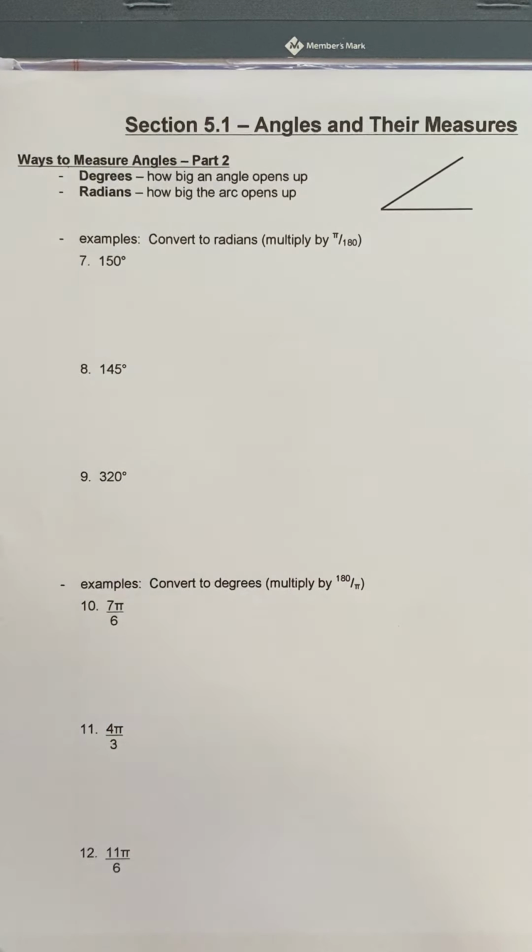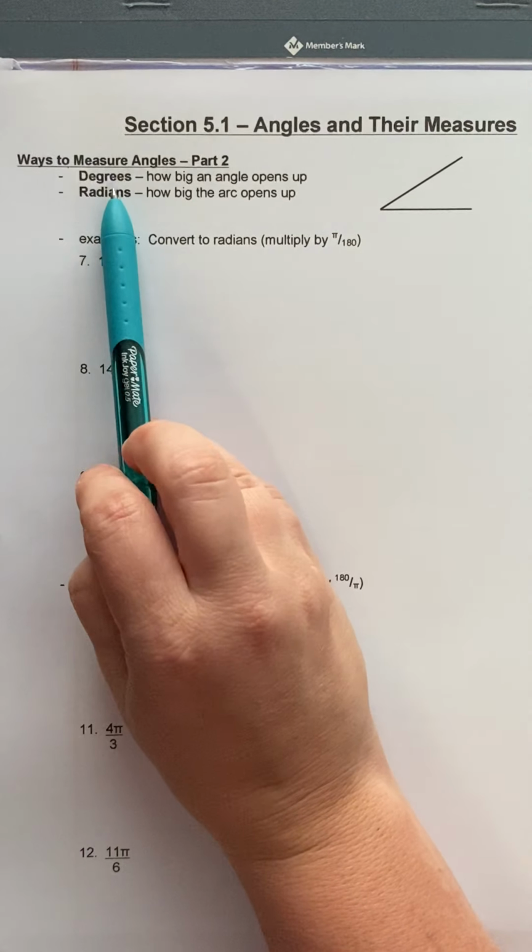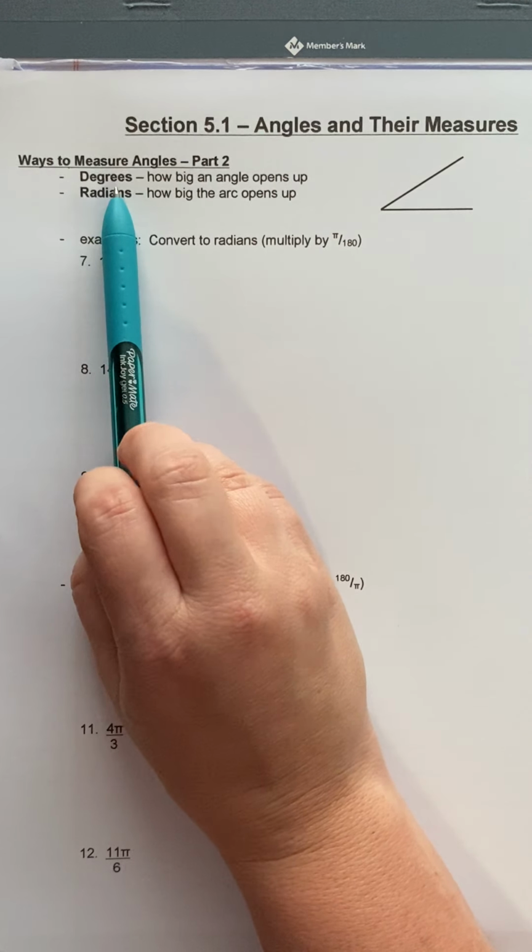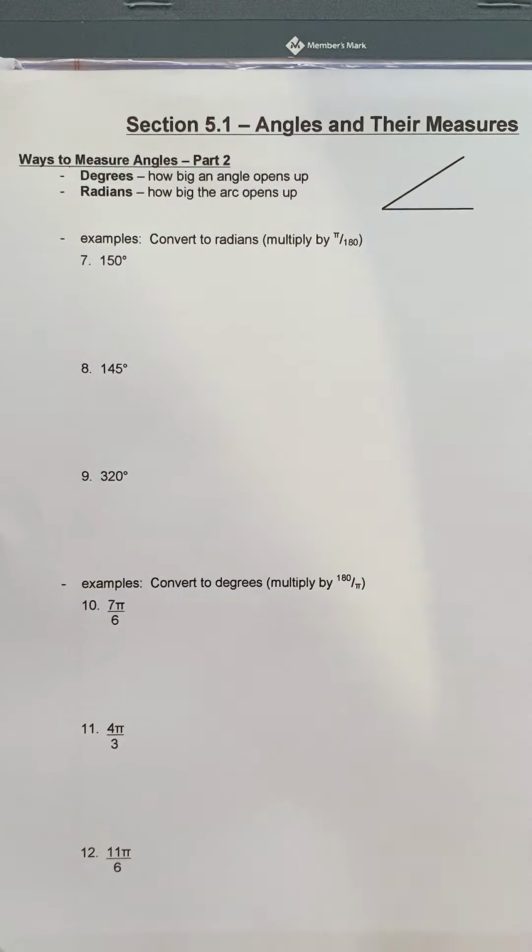Right, now we're going to start on section 5.1, but the second part of it. This is still angles and their measures, but now part 2. We're going to look at two different ways that we can measure angles. The first way we can measure it is in degrees, which is what we're used to. So this is how big an angle opens up.